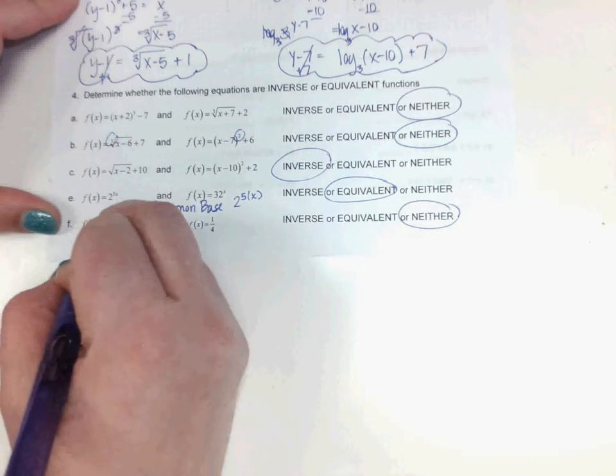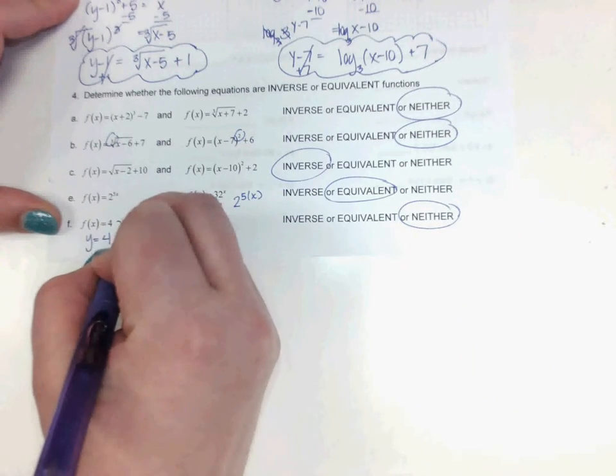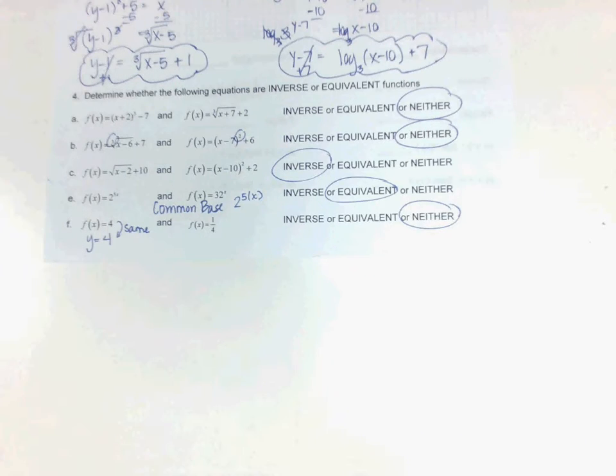This is the same as y equals 4. And so if all I have is y equals 4, then I can't inverse that. It doesn't even have an x for me to switch with the y. Does that make sense?